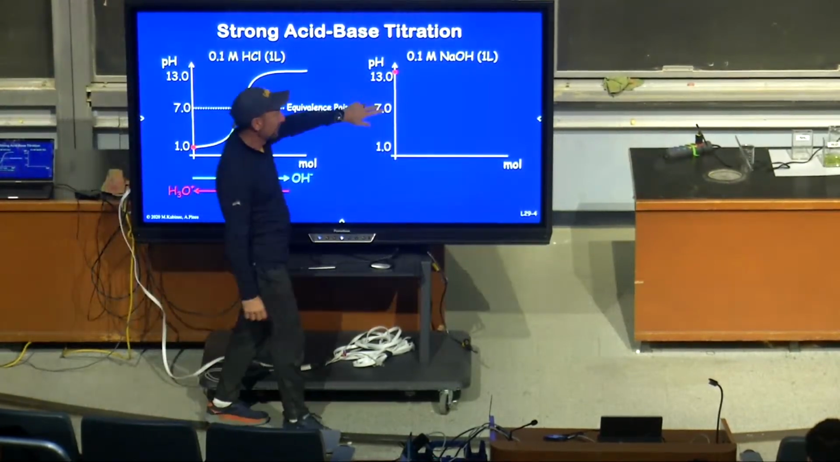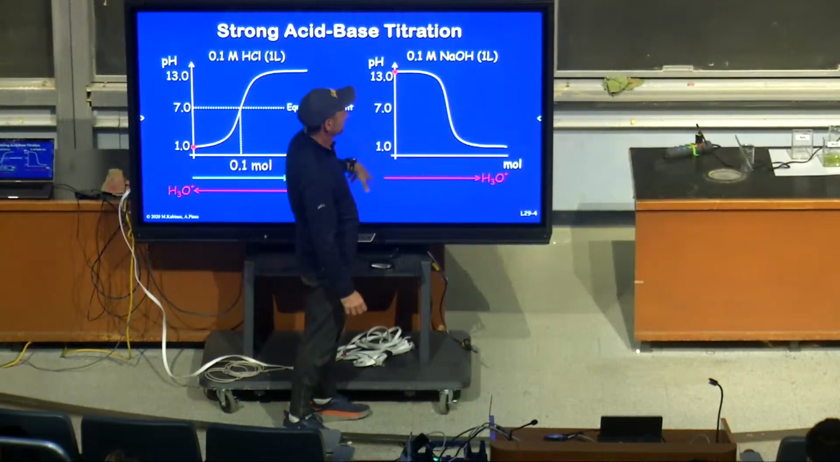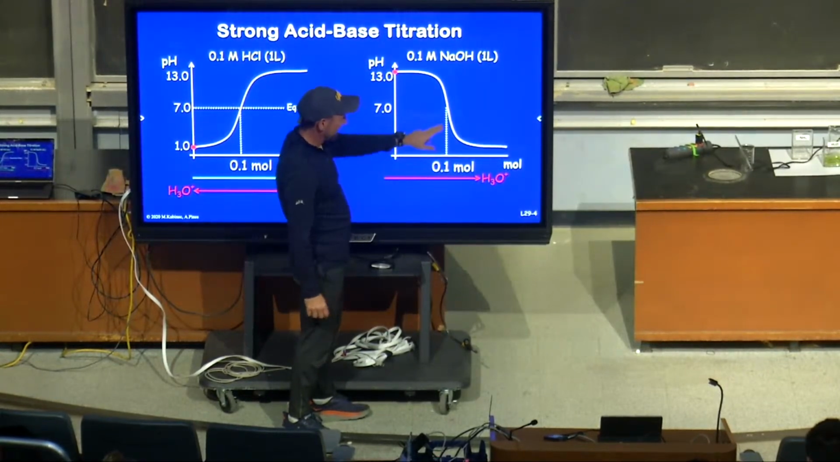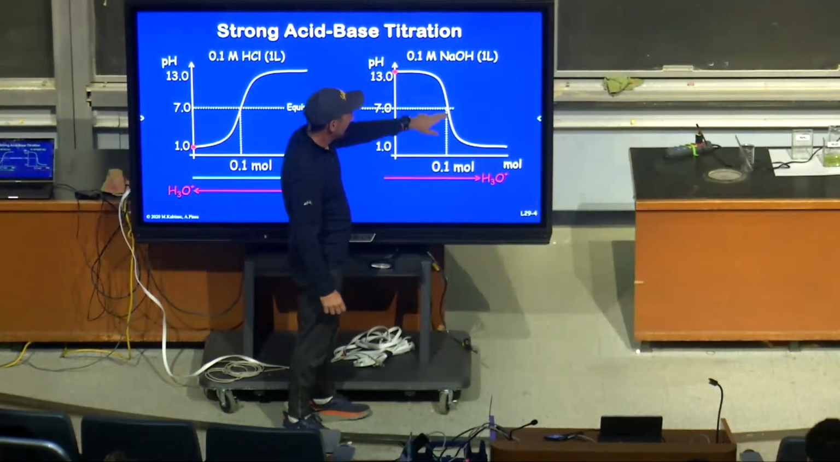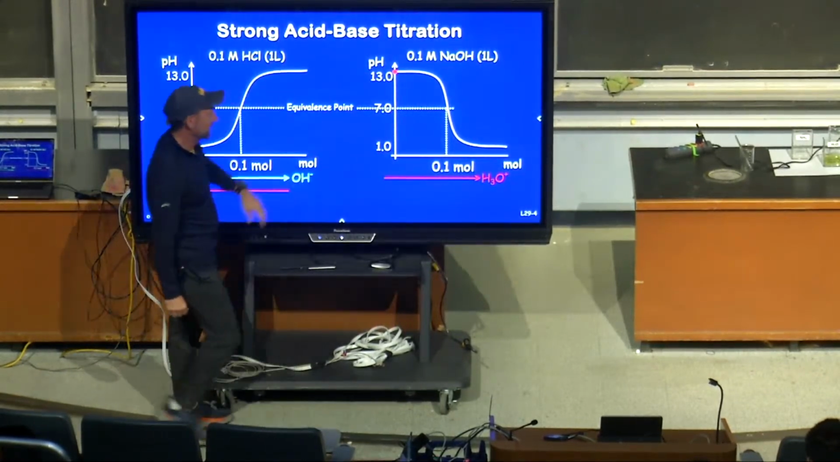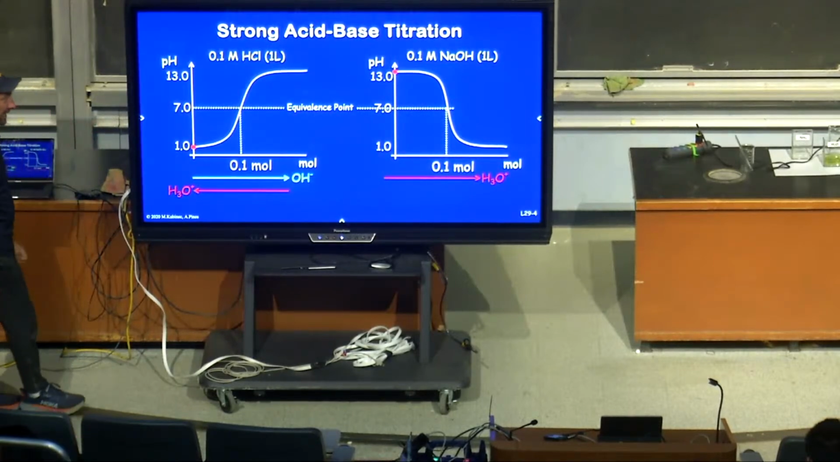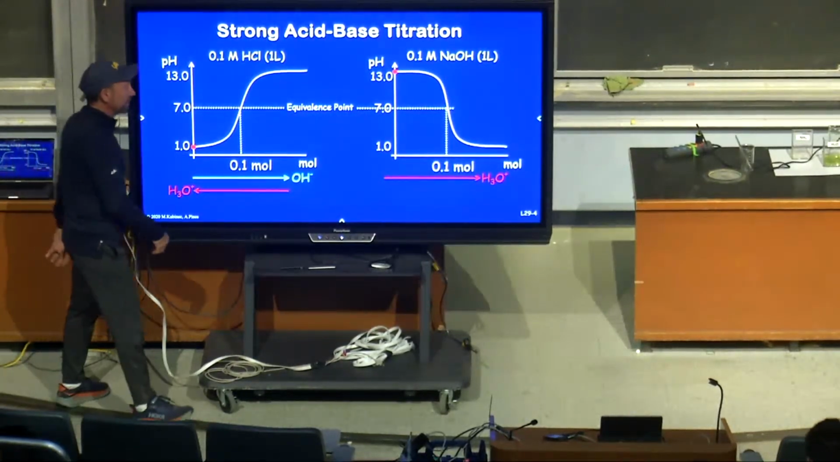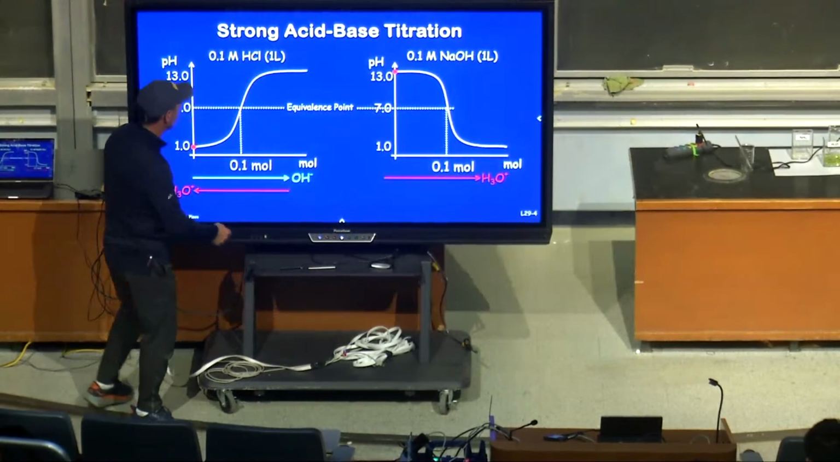Same thing if you started with a base and you added acid. You would find the same thing, an equivalence point where you've added a mole of acid for every mole of base that were there, and you'd get to pH 7 at the equivalence point again. But you can read off the concentrations.